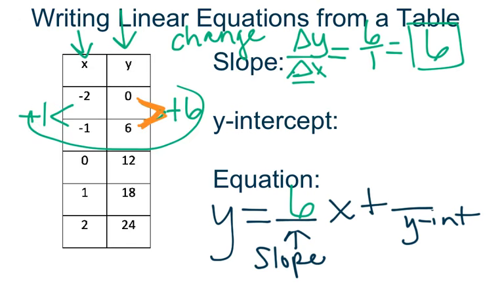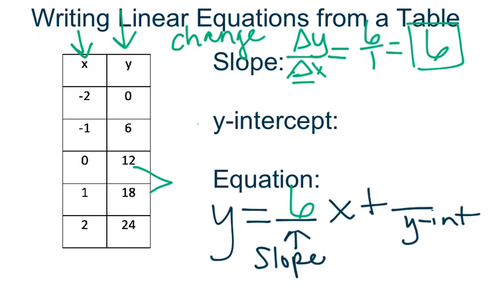Again, just a reminder, you could do this from anywhere in the table. So let's say I wanted to find delta y here, then I would find delta x here, and you would notice it would actually be the same. So it'd be 6 over 1. So you can definitely use any piece of your table. You just need to make sure you're using the same section.